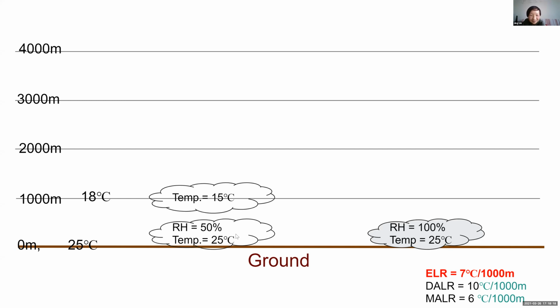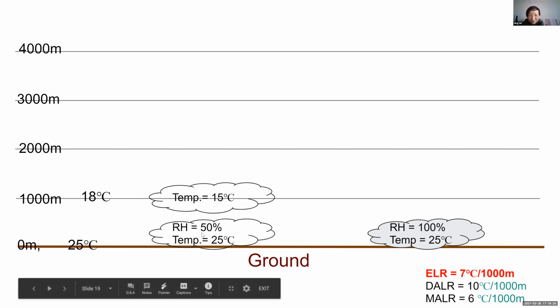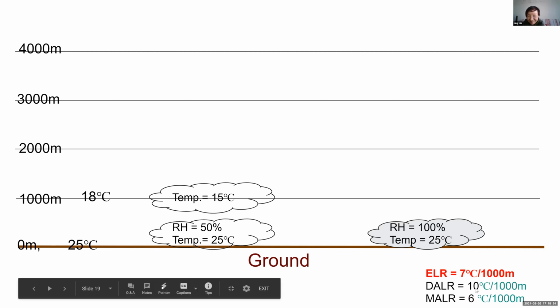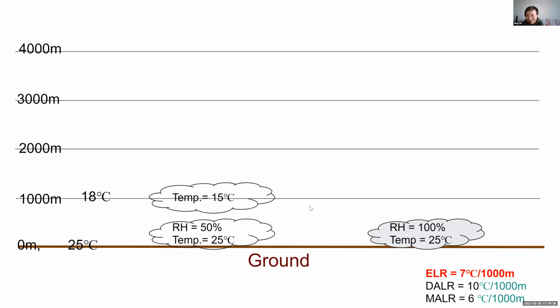All right, so a little practice. Here, for example, relative humidity 50%, you're going to use DALR, right? This one is 100%, you're going to use MALR. So calculate it, help me determine which of those two air bubbles is stable and which one is not stable. You're welcome to email me your results.